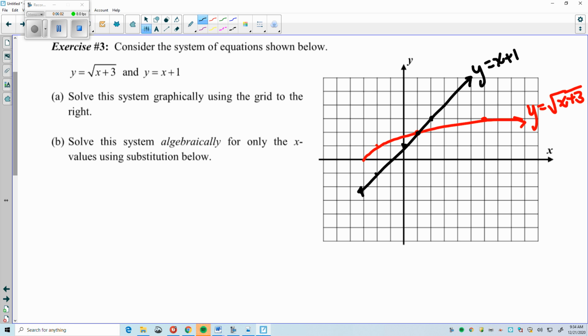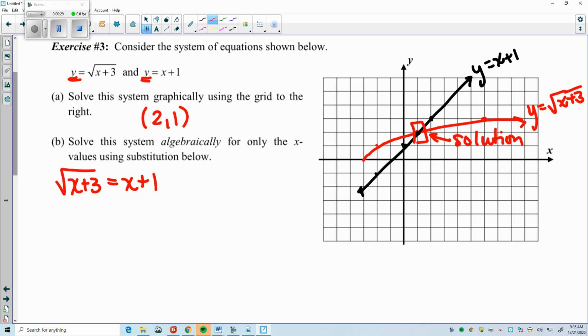And that's our equation. Now, if we were to solve this graphically, your solution is where they intersect. So that's your solution. And we can see their point of intersection is located at 2, 1. What about algebraically? If we're doing this algebraically, we see they're both equal to y. We always say if things are equal, set them equal. So the square root of x plus 3 is equal to x plus 1.